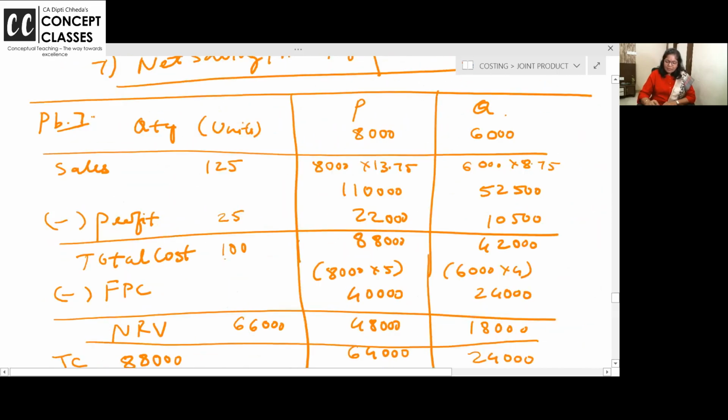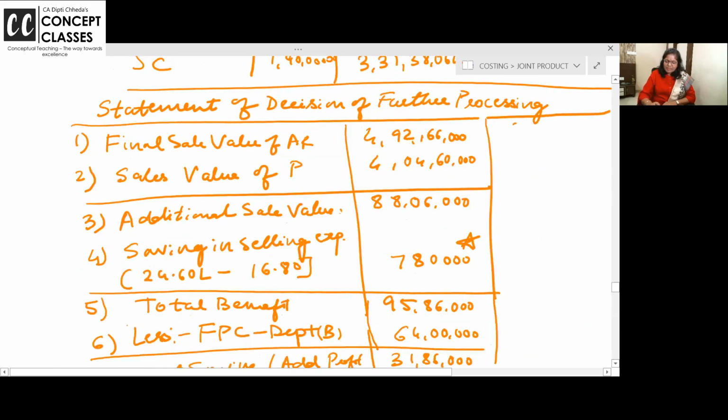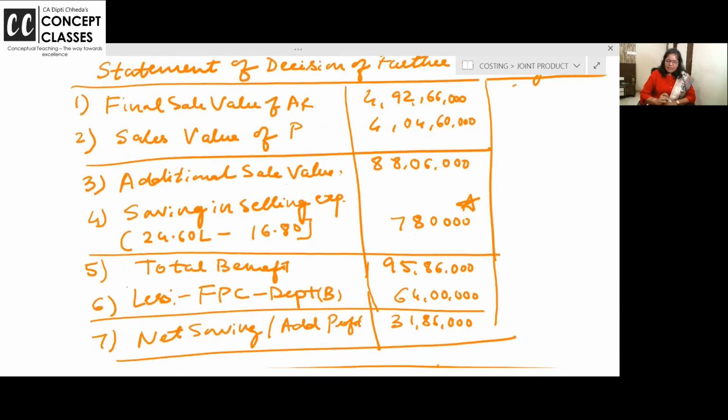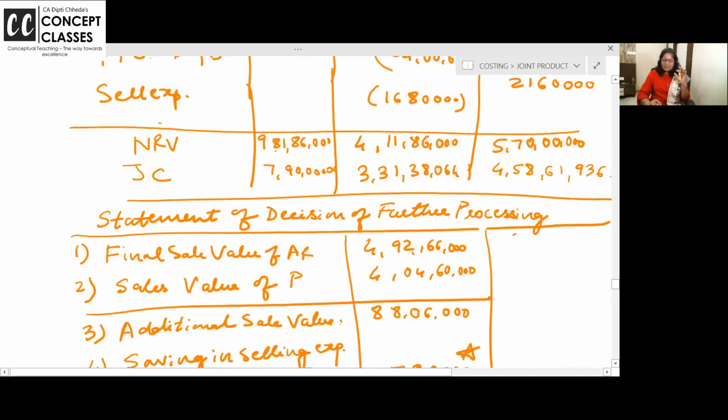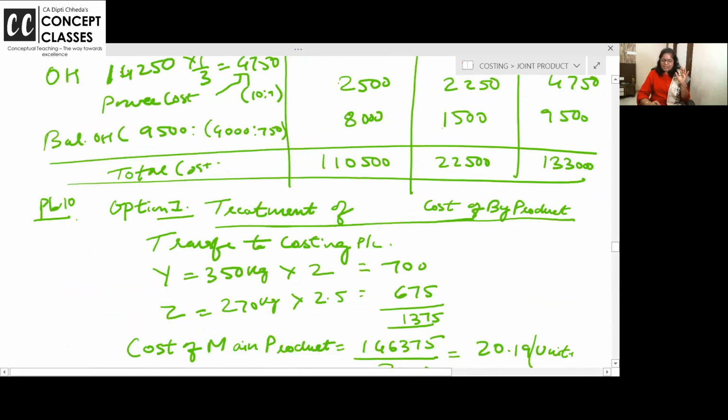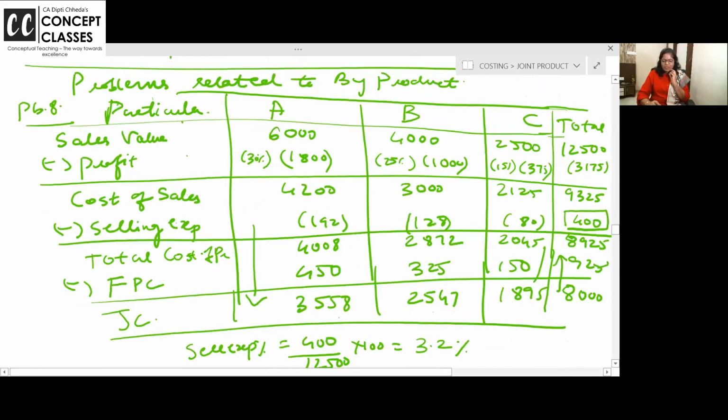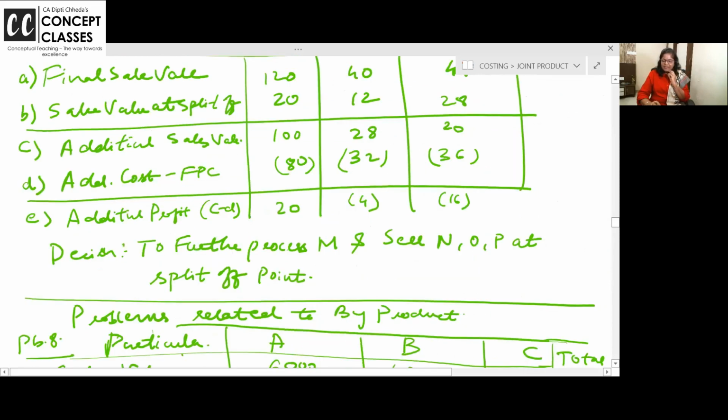Sometimes in the exam, in the problem, if required, you can see this is a problem for decision making. If you finally further process AR, you are getting this. If you sell just at P, you are getting this. But when you further process, you are actually saving the selling expense. So add and further processing cost minus, you are getting the net sale. Just 5-step answer. You can draw the diagram, you can apportion like this.